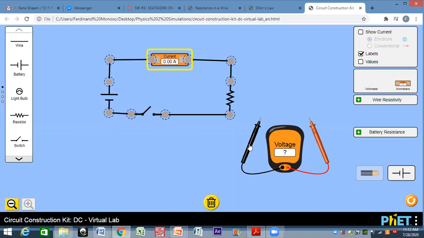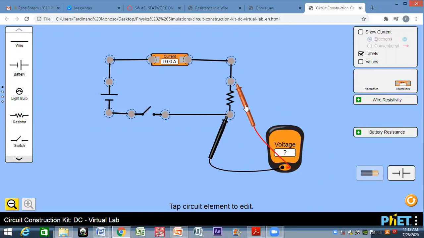Parallel. The voltmeter is connected in parallel. Jason, our voltmeter is connected how? Parallel, sir. It's in parallel. So this is the negative side. Let's connect it on this end, and we connect that on that end.